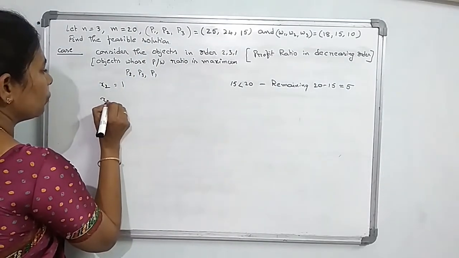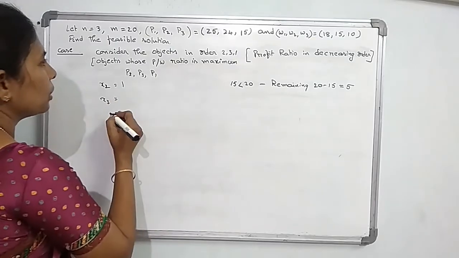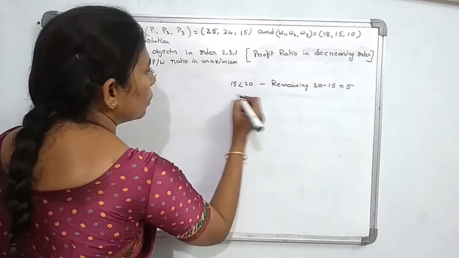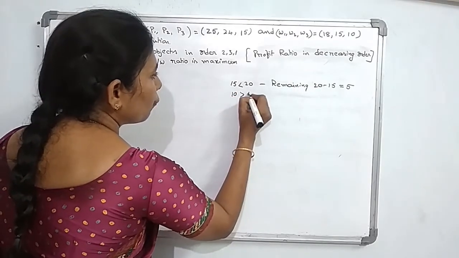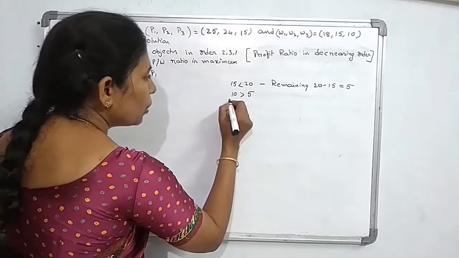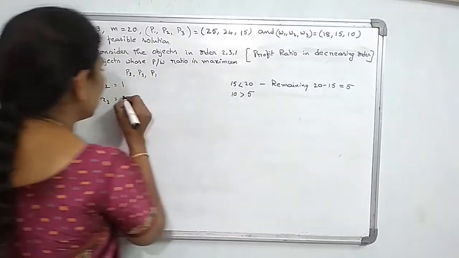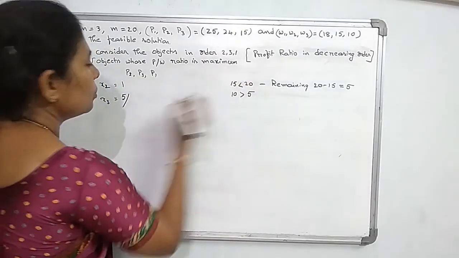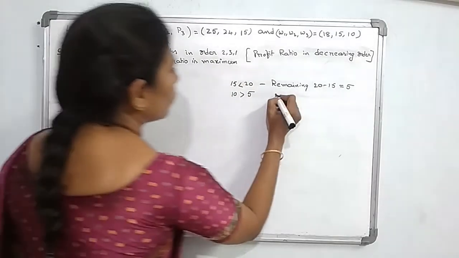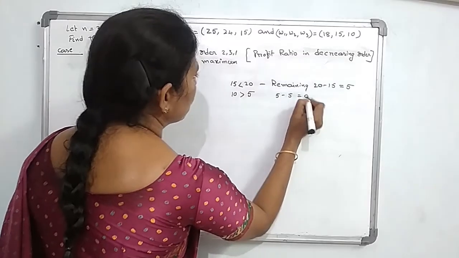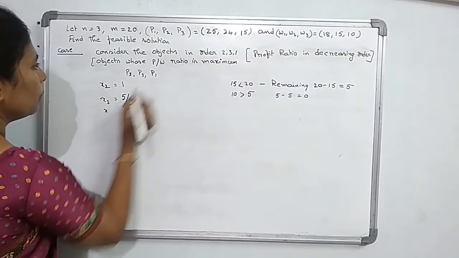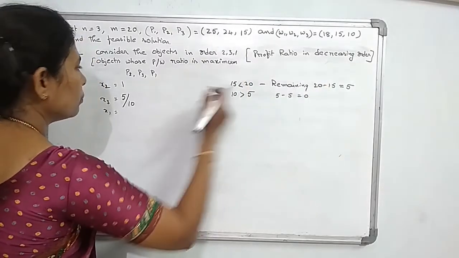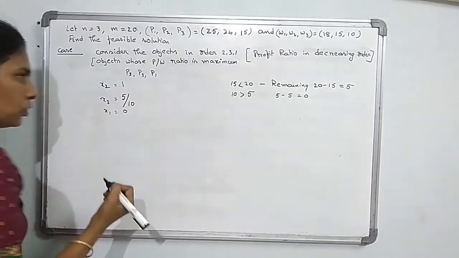Next you take the x3 value. For x3, you take W3. W3 weight is 10. So 10 is greater than 5, so it is not fully included. So you take the remaining balance 5 and the weight 10, so x3 value is 5 by 10. So 5 minus 5 is 0. Now you take the x1 value. The bag is already filled with these two items, so this will be 0.